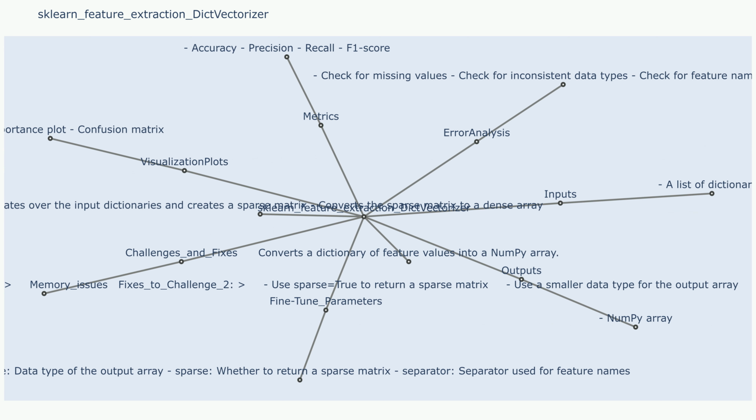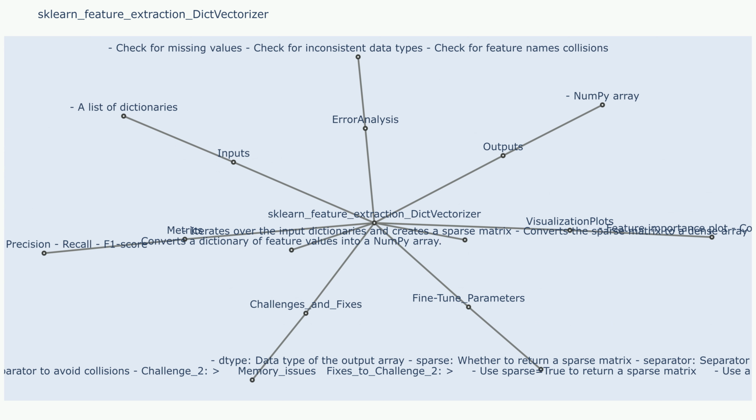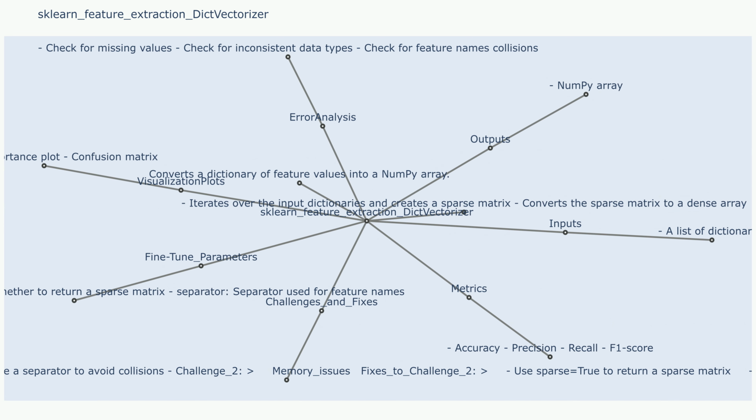Inputs. Input 1. A list of dictionaries. Each dictionary represents a sample, with keys representing the features and values representing the feature values. Input 2. A list of dictionaries where each dictionary represents a feature, with keys representing the feature names and values representing the feature values. Outputs.